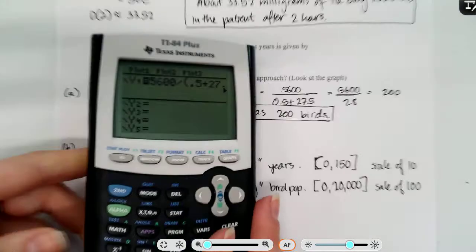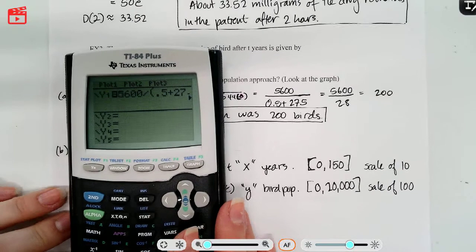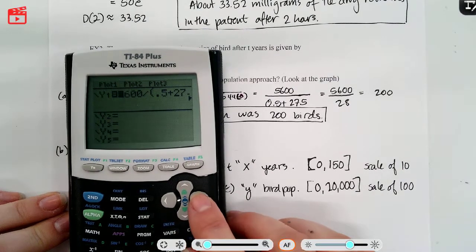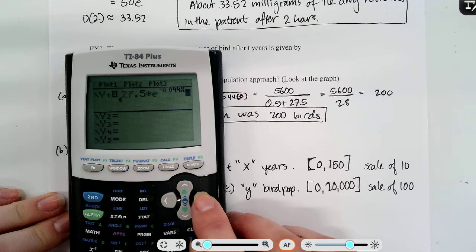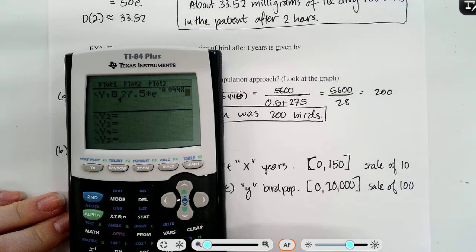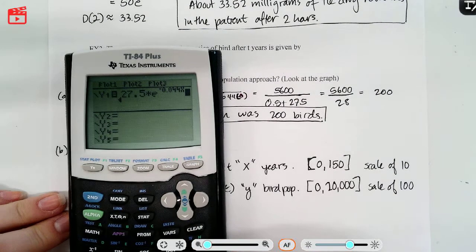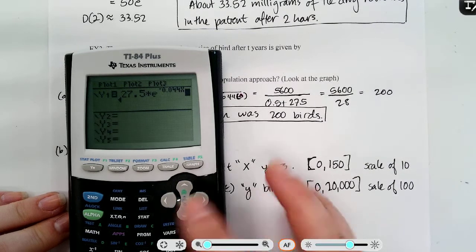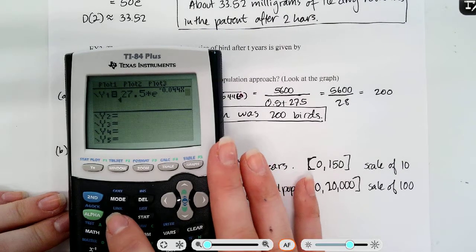First we're going to plot in our values for our graph. I already went ahead and did that. I have the 5,600 divided by, and my value here. But notice one thing about our calculator: we cannot use the variable t for graphing, so you're just going to use the generic x value when you're graphing.